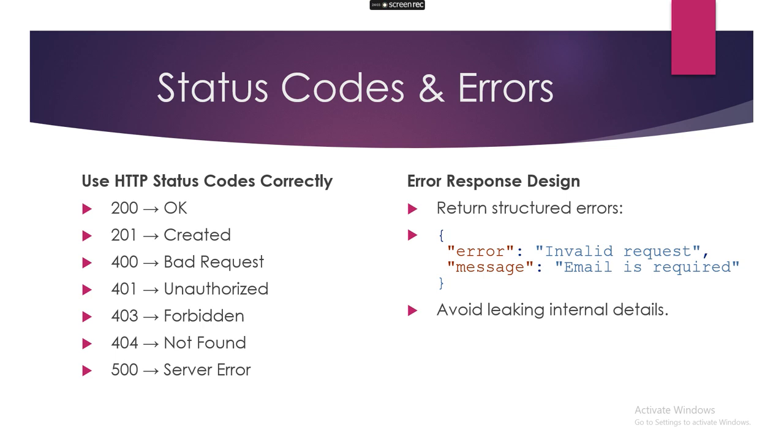So you want to use generic messages. For example, error: invalid request, message: email is required. You don't want to do that. Instead, you want to just say a generic message here, like validation, let's just say field missing, or let's just say authentication failed. Something like that.